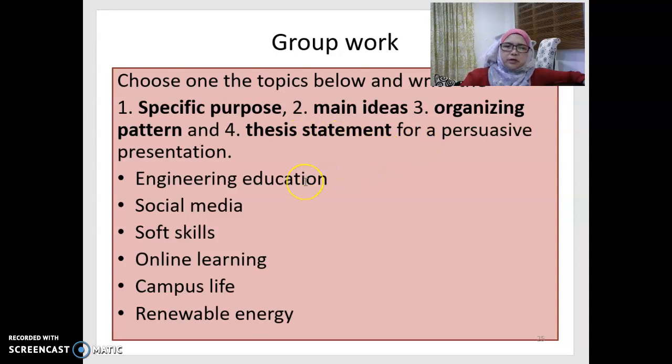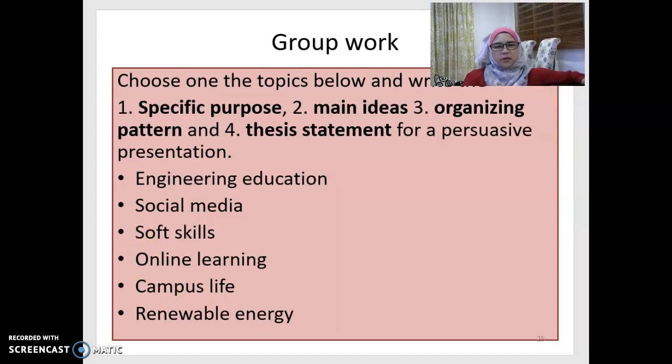Okay, thesis statement. I do not expect you to write a thesis as a thick manuscript. Thesis statement simply means what is the main point of your presentation. What is it that you want to achieve by presenting the topic to your friends or to the audience?